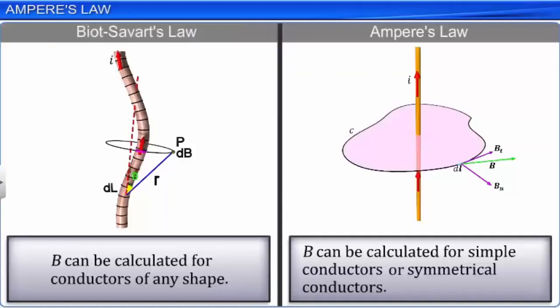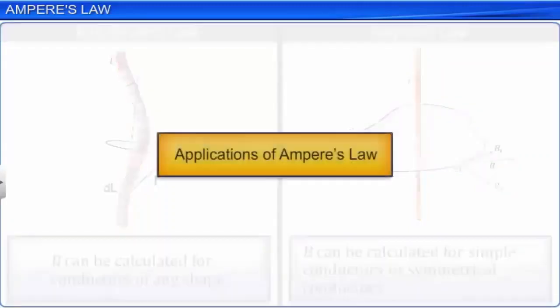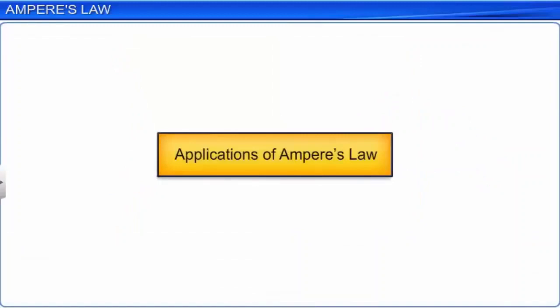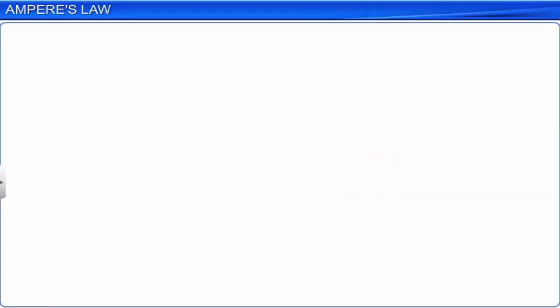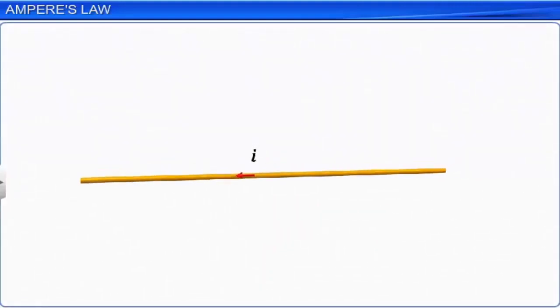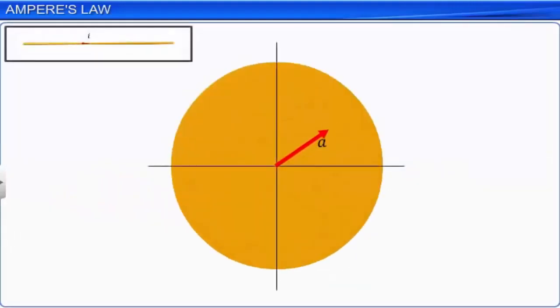Now, let us discuss the application of Ampere's law to calculate the magnetic induction at a point inside and outside a straight current-carrying conductor. Let us consider a straight conductor of uniform circular cross-section with radius A, carrying a current I, which is uniformly distributed across the cross-section. Let us consider the direction of the current as coming out from the plane of the screen. Let us consider a point P outside the conducting wire at a distance R from the center of the cross-section of the wire.